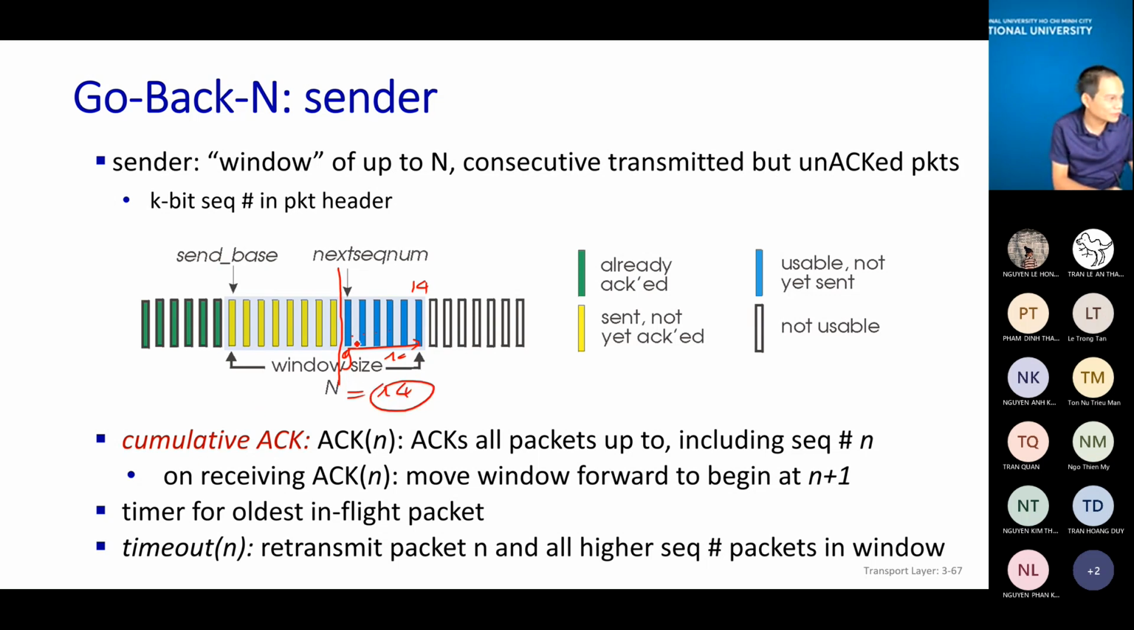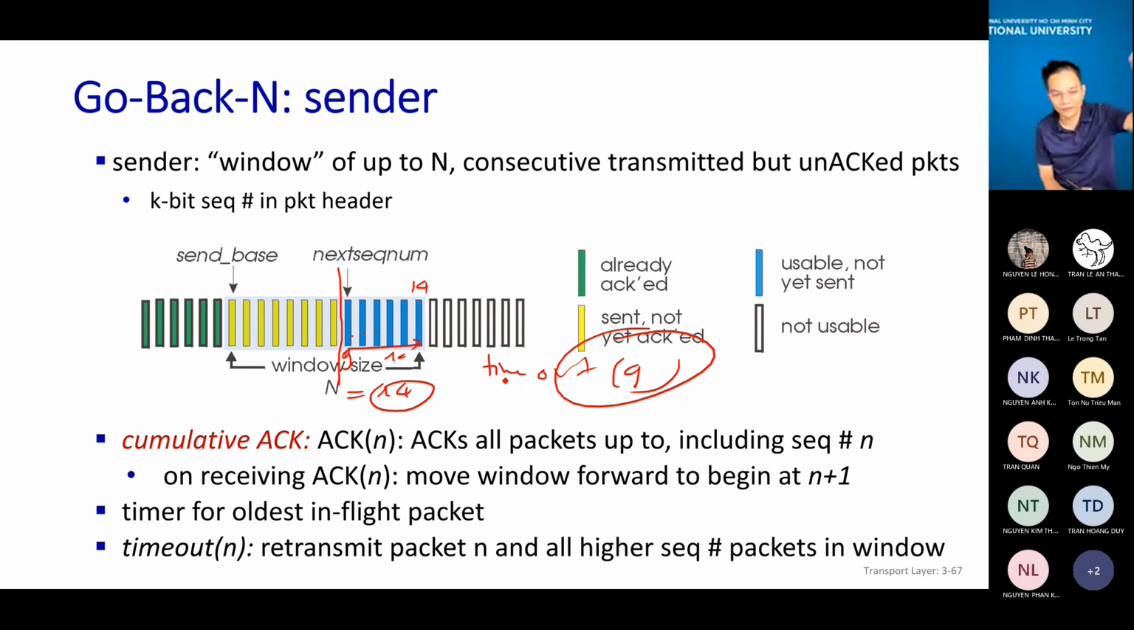So for example, if I receive timeout 9, I already sent out packet number 9, and now it's timeout. So I'm going to retransmit the whole thing: 9, 10, 11, 12, 13, 14, not just number 9. I will resend the whole batch.